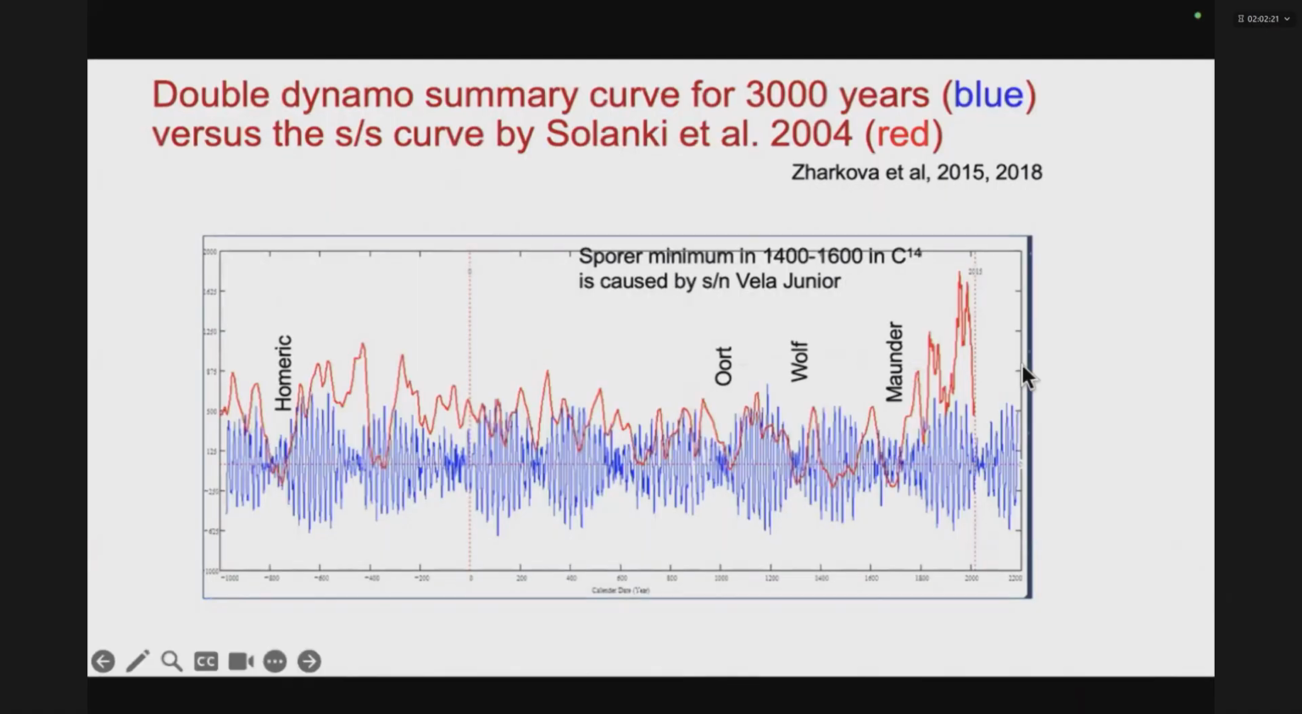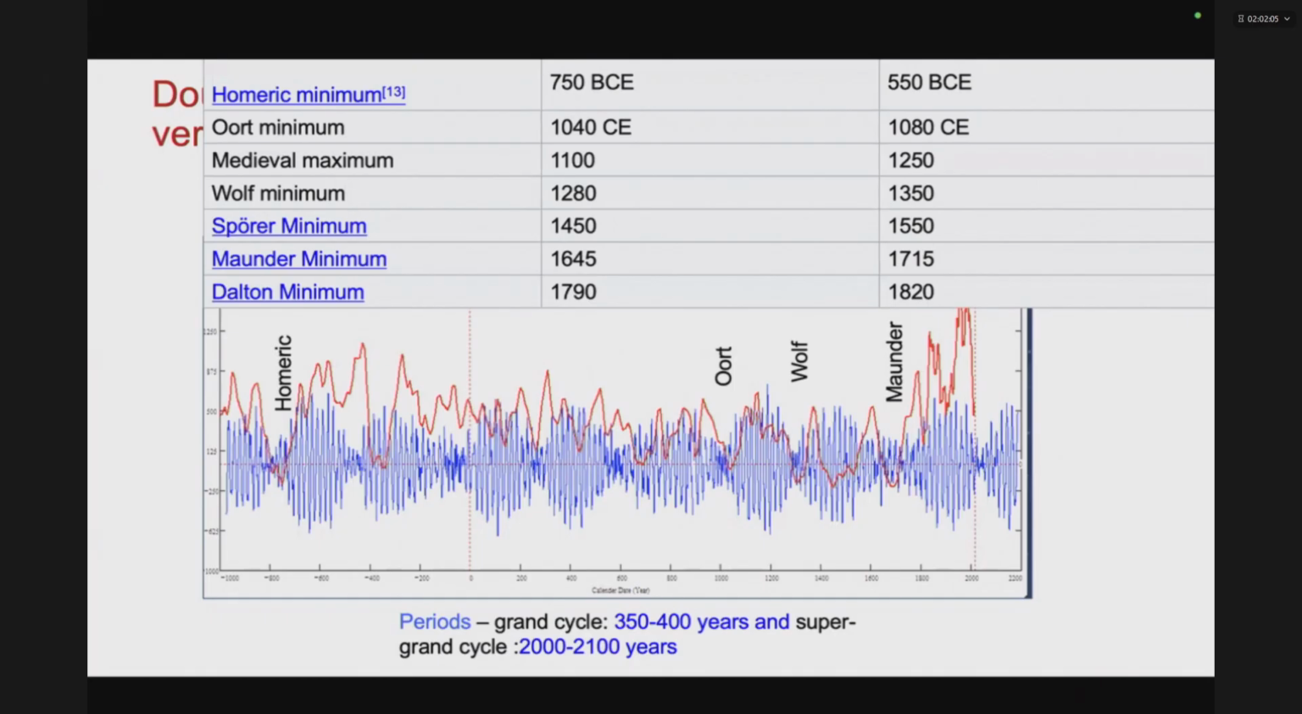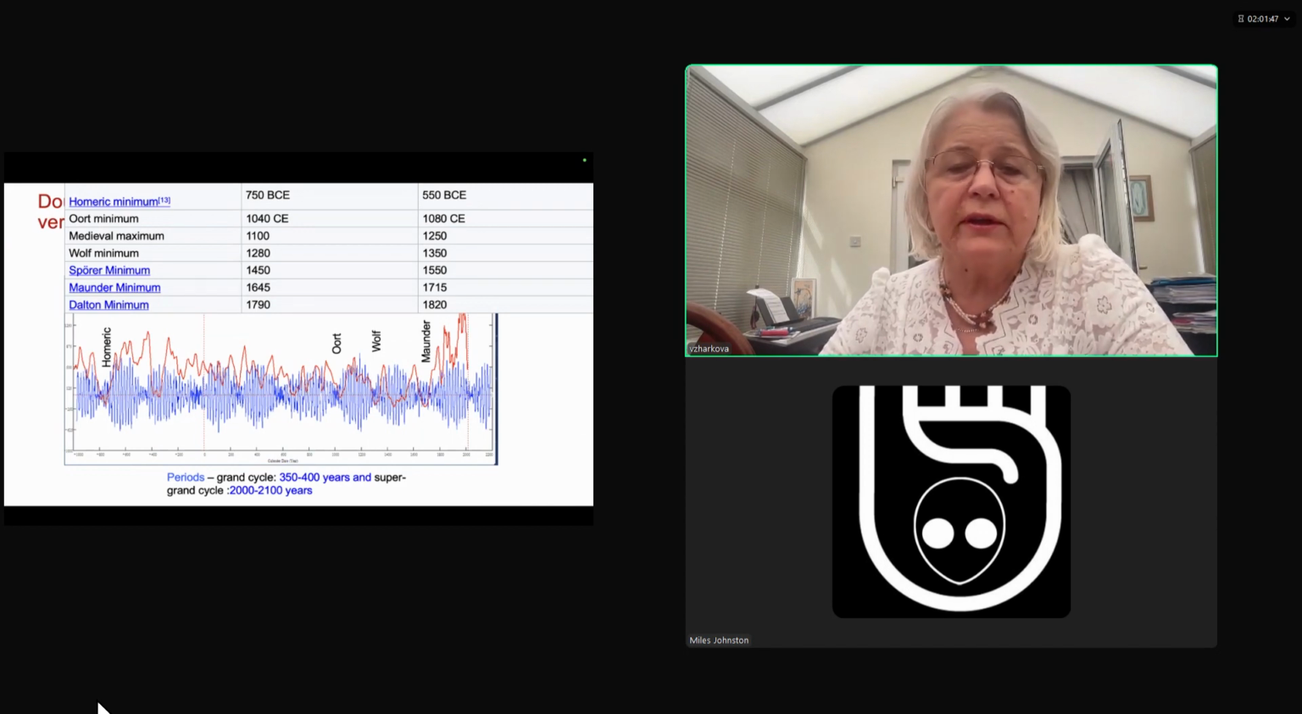And here is just confirmation of what we got. In this grand solar minimum correspond the Maunder minimum, Wolf minimum, Oort minimum, even the Homeric minimum during the Roman Empire. And these are the variations which show you that two waves interfere and produce the solar activity on the surface because of the interference with a slight phase between them. So we see the envelope curve, or summary curve, of the interference of these two waves.